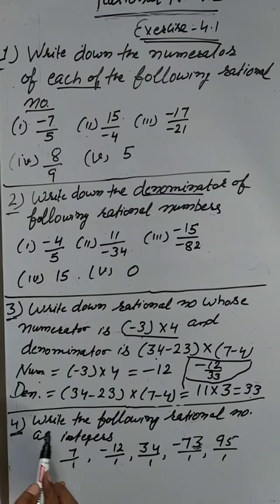And fourth, write the following rational numbers as integers. You have been given rational numbers 7 upon 1, minus 12 upon 1, 34 upon 1, minus 73 upon 1, 95 upon 1. You have to write them as integers. Clearly beta, 7 upon 1, if I want to write it as an integer, it will be 7. Similarly, it will be minus 12, 34, minus 73, 95. Very easy. Understood beta?